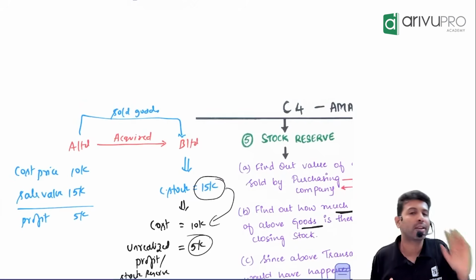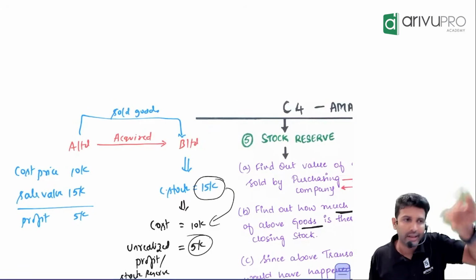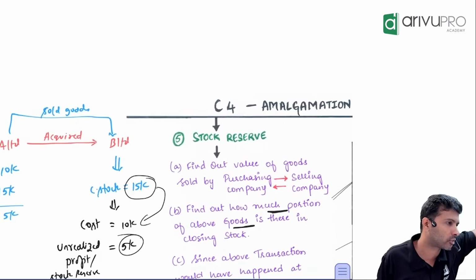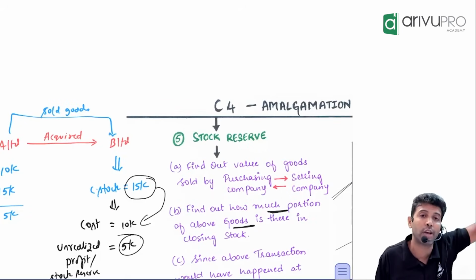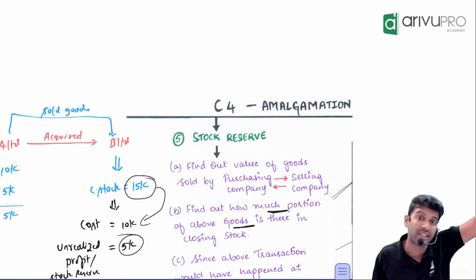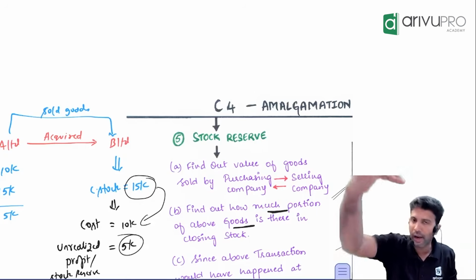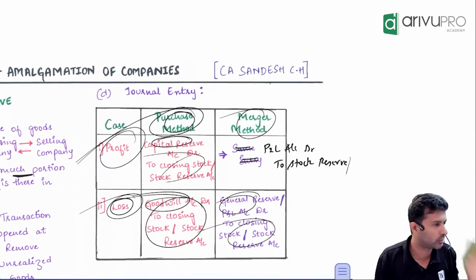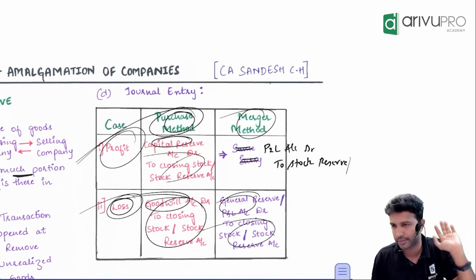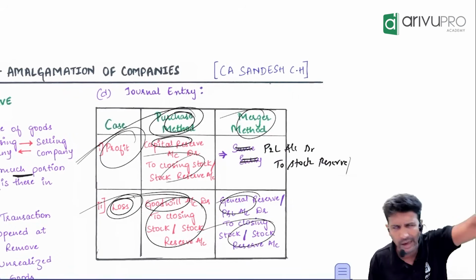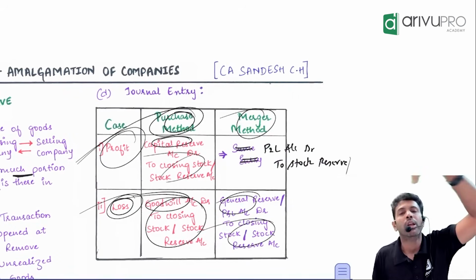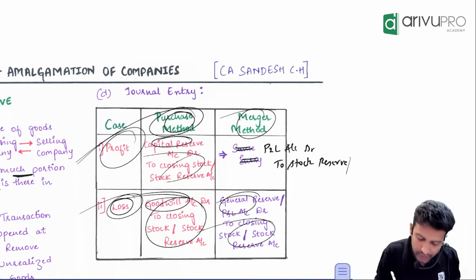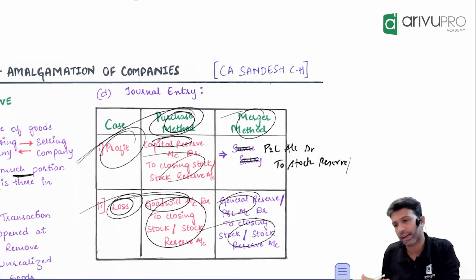Now the elimination of stock reserve is based on the method. It is dependent on the case. If it is the purchase method and it's a loss, what is the journal entry for stock reserve elimination? Goodwill account debit, and you can credit stock reserve or directly credit closing stock, your choice. Usually ICAI will pass stock reserve, will not credit closing stock, but you can use closing stock also. Under the purchase method, if it's a profit scenario, then capital reserve account debit to closing stock or stock reserve.